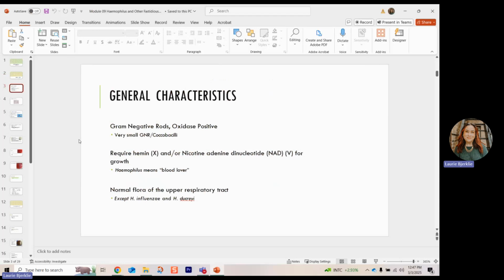Almost all of these are going to be normal flora of the upper respiratory tract, except influenzae and Haemophilus ducreyi. The others, like the parainfluenzae and the parahemolyticus, are normal flora of the upper respiratory tract.